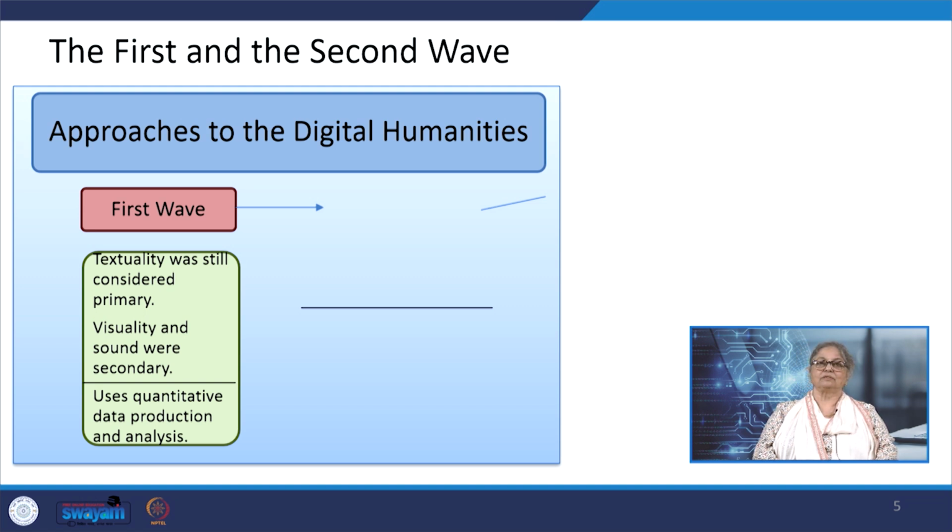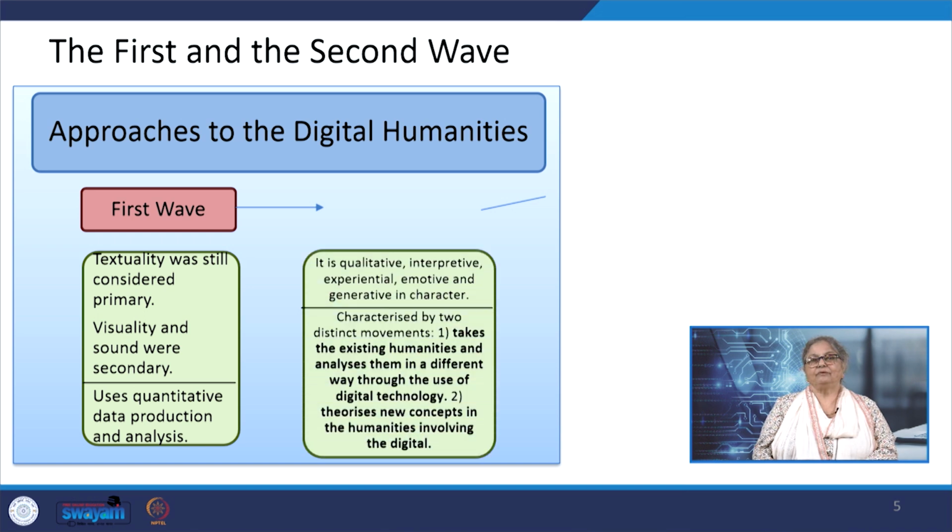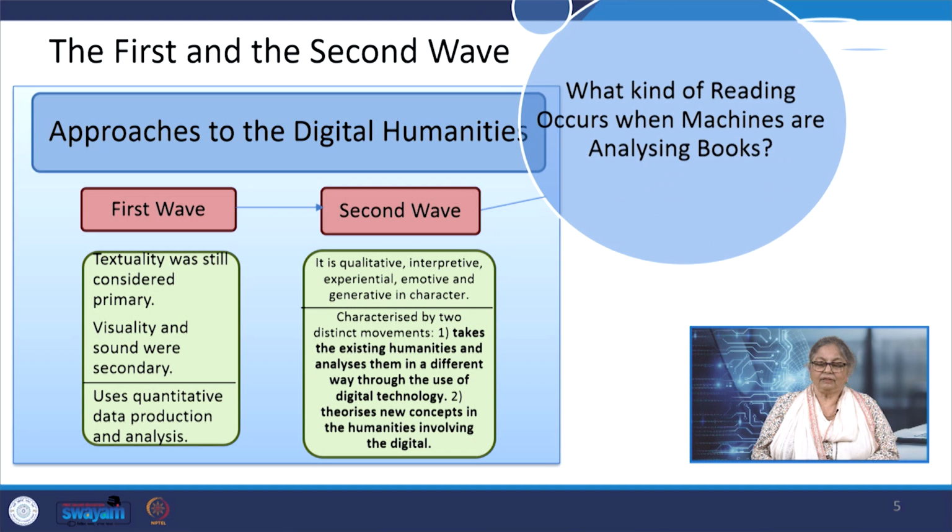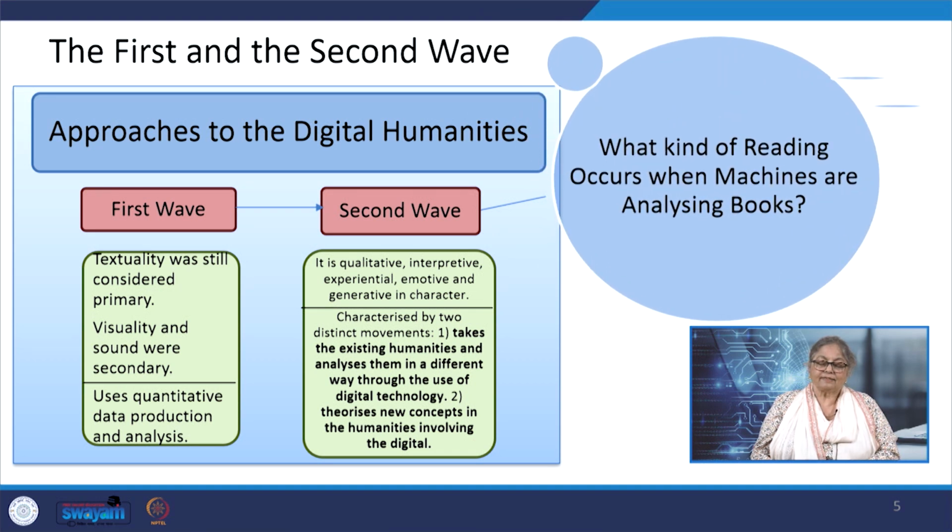Visuality and sound were considered to be secondary. It uses quantitative data production and analysis. In comparison, we find that the second wave is qualitative, interpretative, experiential, emotive, and generative in character. It is characterized by two distinct movements.